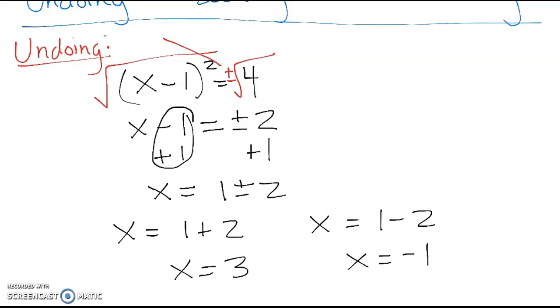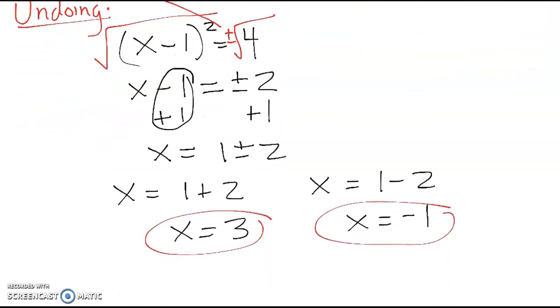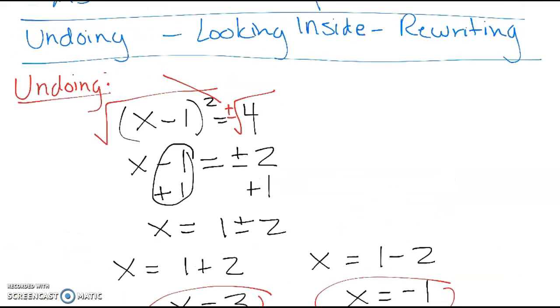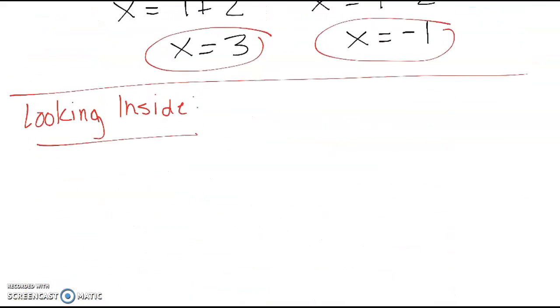All right. So I've solved this one way by undoing, and now I'm going to do another method. Notice any method I use, I should be getting the same answers. So the next method I'm going to use is looking inside. All right, so I have the same problem: x minus 1 squared equals 4.